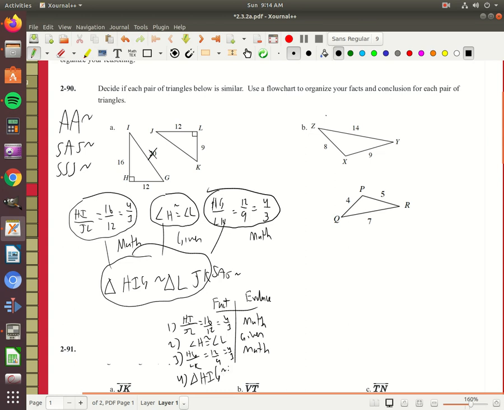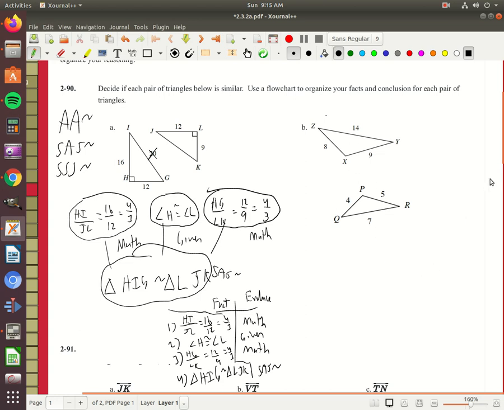Triangle HIG is similar to triangle LJK because of side-angle-side similarity. So you can see they have all the same information. It doesn't matter which way you want to do that there. All right, let's go to B.